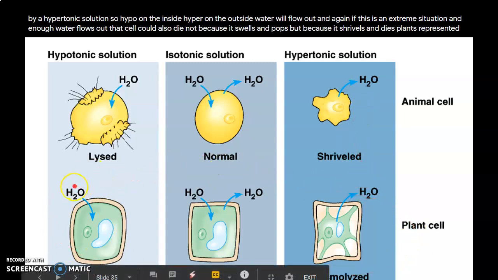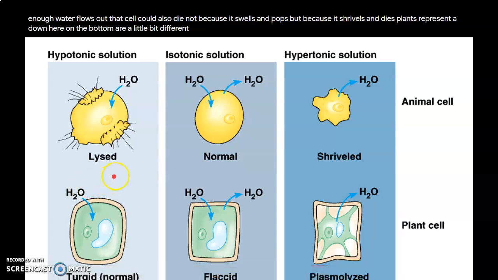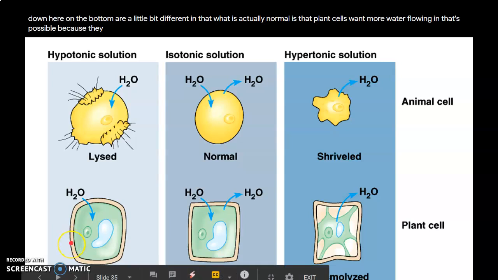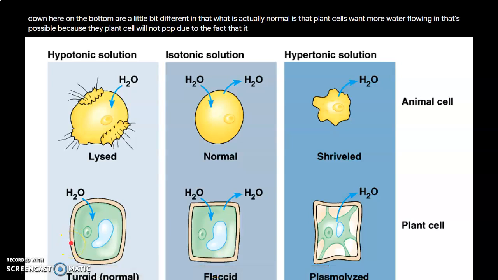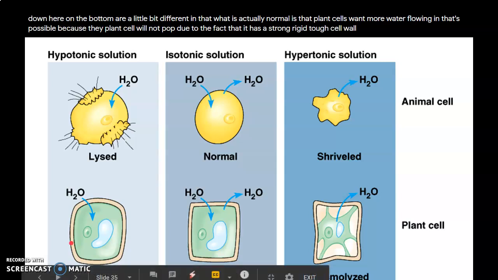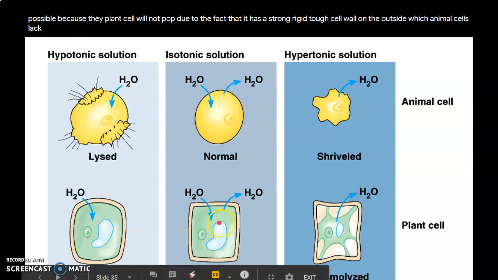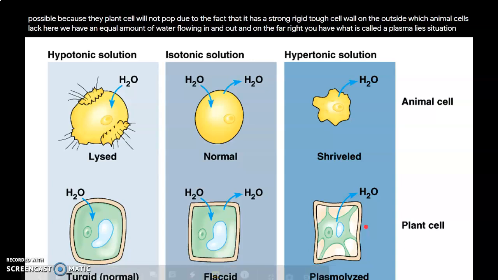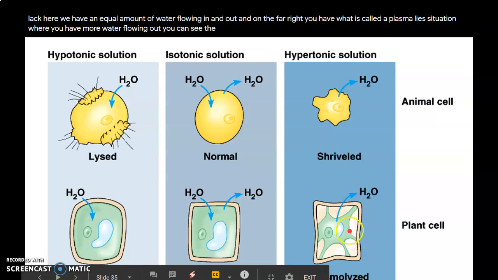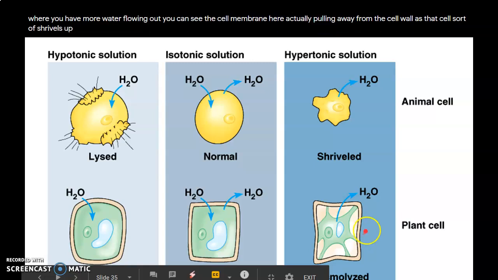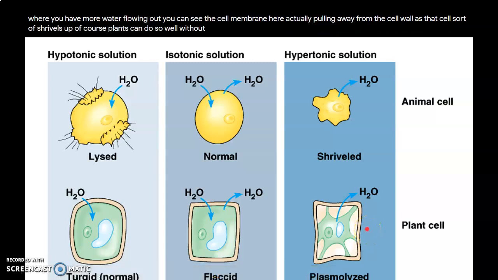Plants, represented down here on the bottom, are a little bit different in that what is actually normal is that plant cells want more water flowing in. That's possible because a plant cell will not pop due to the fact that it has a strong, rigid, tough cell wall on the outside, which animal cells lack. Here we have an equal amount of water flowing in and out, and on the far right you have what is called a plasmolyzed situation, where you have more water flowing out. You can see the cell membrane here actually pulling away from the cell wall as that cell sort of shrivels up. And of course, plants can't do so well without a decent amount of water.